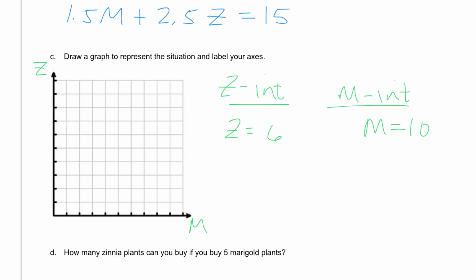This actually was okay to go up by ones. And we get the M-intercept to be right here. And then I went up by ones again on this axis. So our Z-intercept should be right here. And then make sure you draw that nice straight line in between.